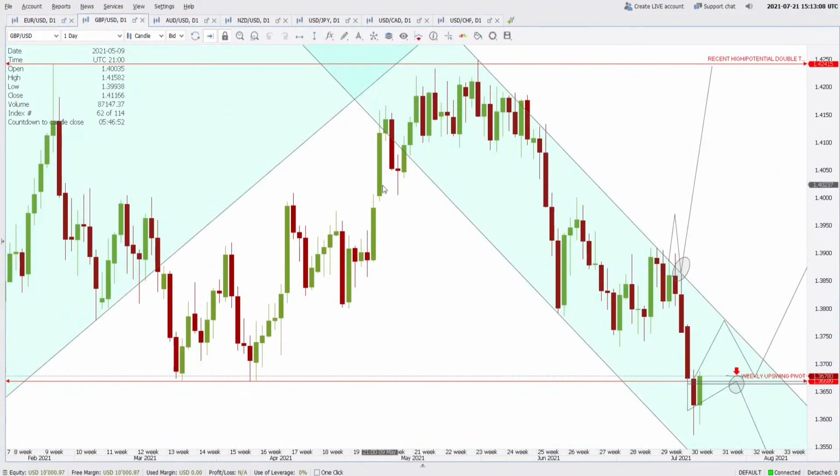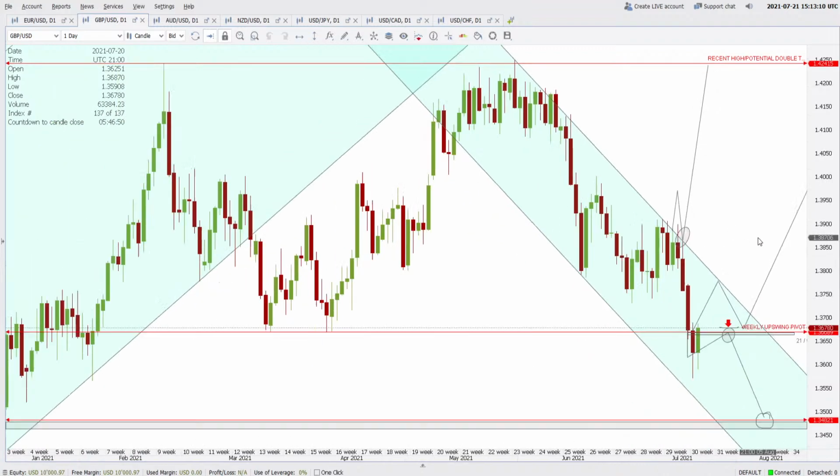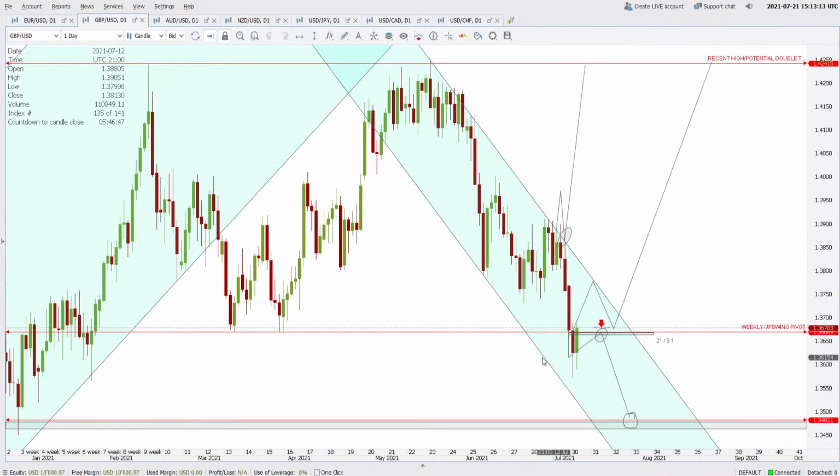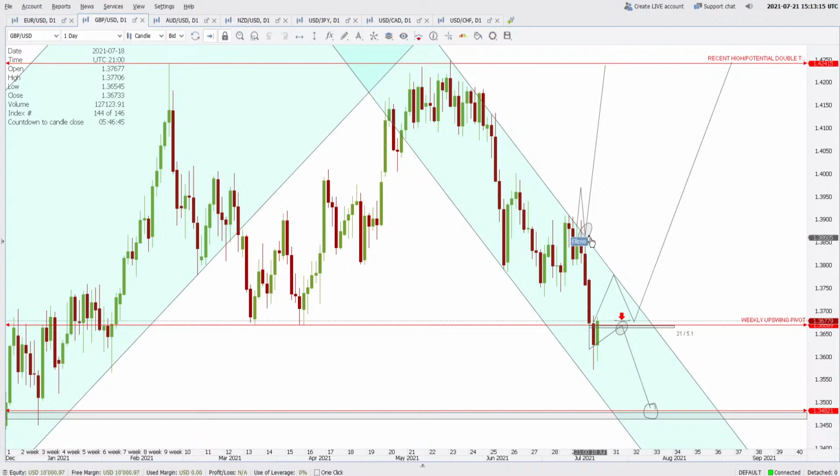Let's talk about the Great Britain pound here. Okay, this is the daily chart of Great Britain pound. Yesterday we had talked that if the price closes below this line, that is weekly upswing pivot, we again need a weekly candle to close below. Yesterday a daily candle has closed, but today is an inside bar. Neither the buyers are aggressive nor the sellers are aggressive.